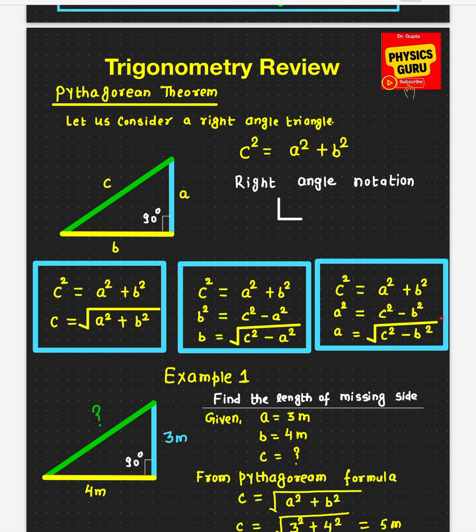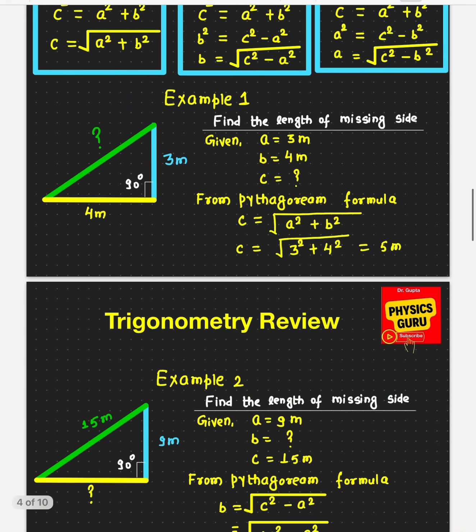And exactly the same way you can find A. So the Pythagorean theorem allows you to find one side if the other two sides are given. If the lengths of two sides are given, then you should be able to find the length of the third side. And here is an example.